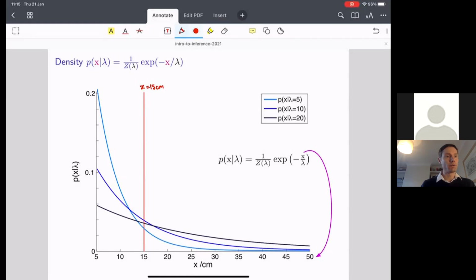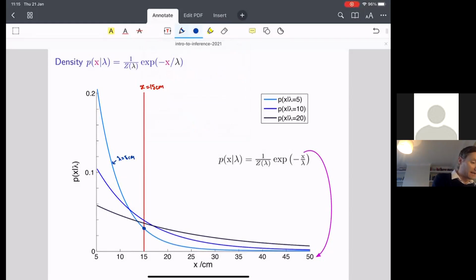You'll notice that the scaling of the normalizing constant that we talked about earlier will have a really important effect. So first off, let's consider the lambda equals 5 curve. This is the lambda equals 5 centimeters curve. You'll see that this is quite a small decay constant, and so it decays quite far down by the time it reaches x equal to 15 centimeters. And so x has relatively low density under that model.